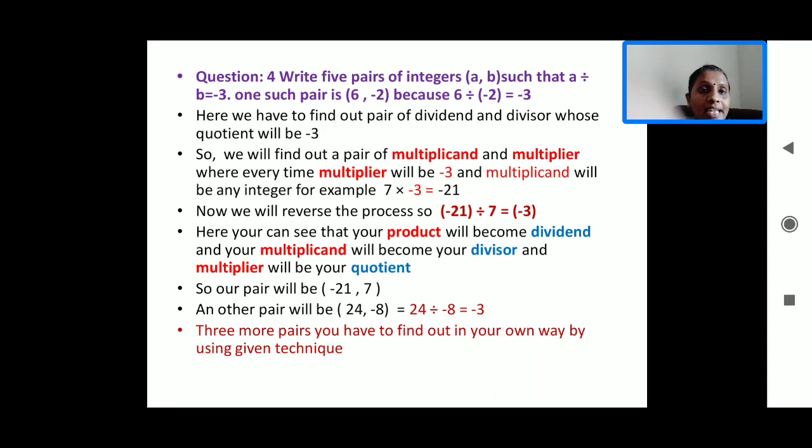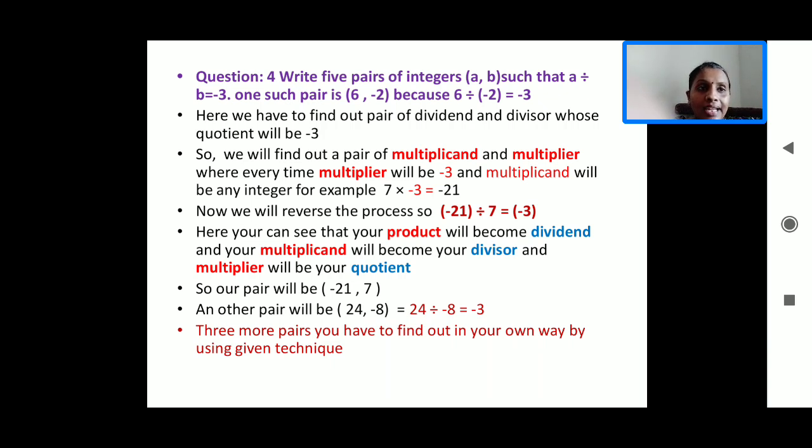So here you can see that our product -21 will become the dividend and your multiplicand will become your divisor. So 7 will become the divisor. And your multiplier -3 will become your quotient. So our first pair is -21 and 7.